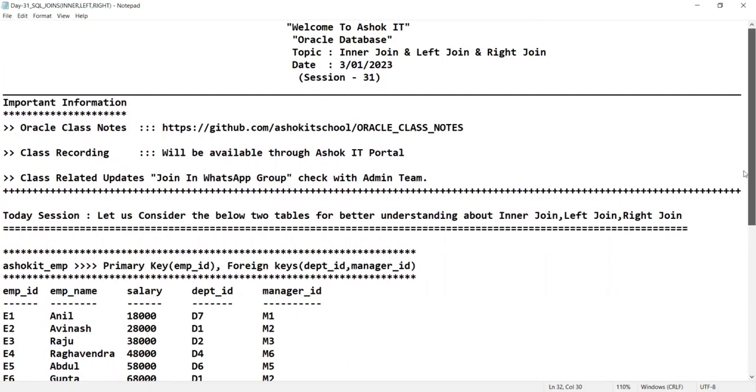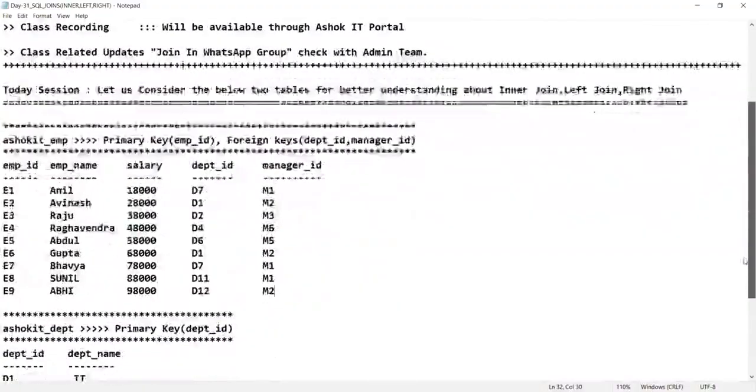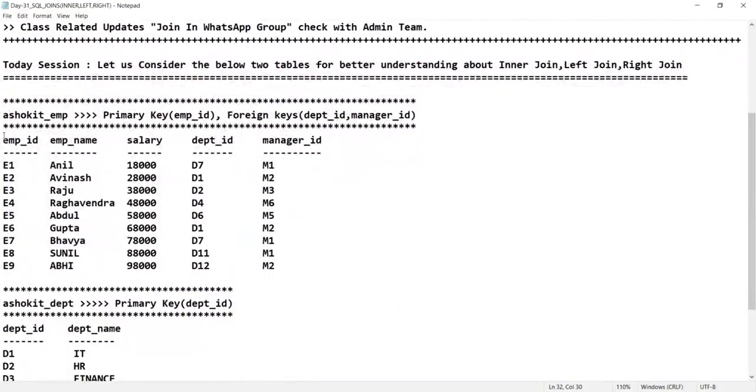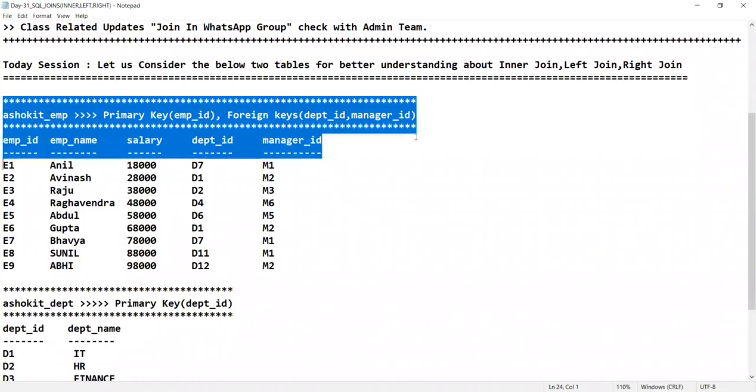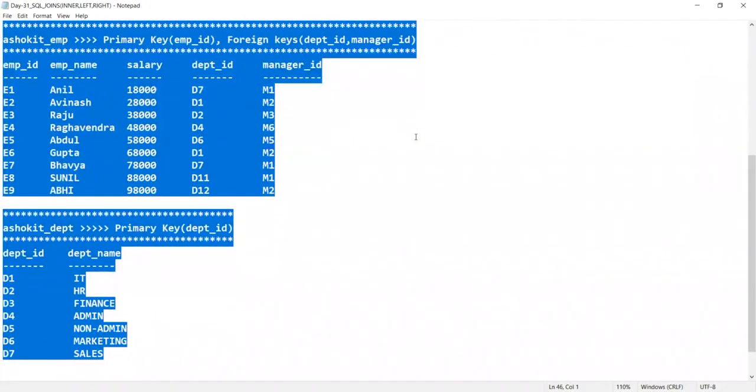I'm going to take only two tables. One is the Ashokite_employee table, and the other is the Ashokite_department table. We will perform the inner join, left join, and right join on these two tables. Hope you understand the point I'm trying to say.